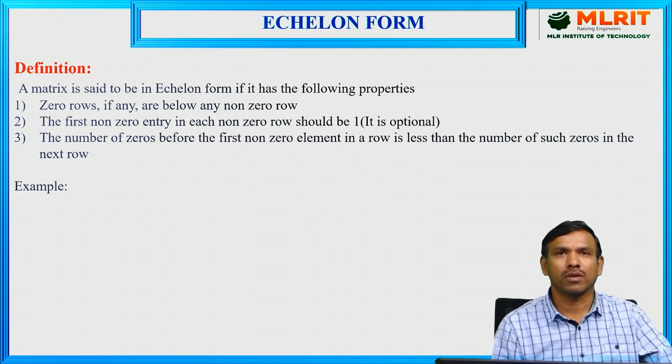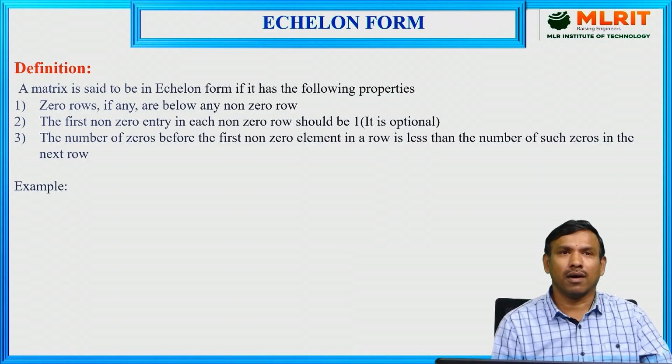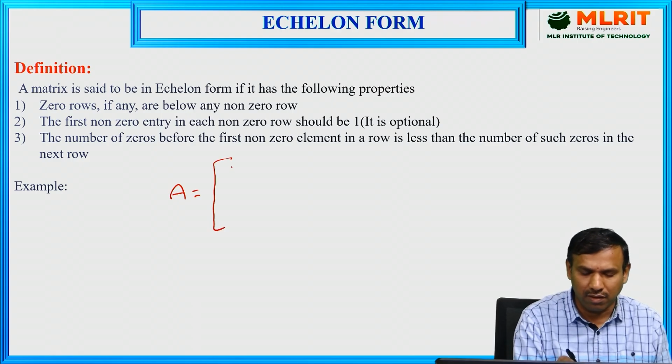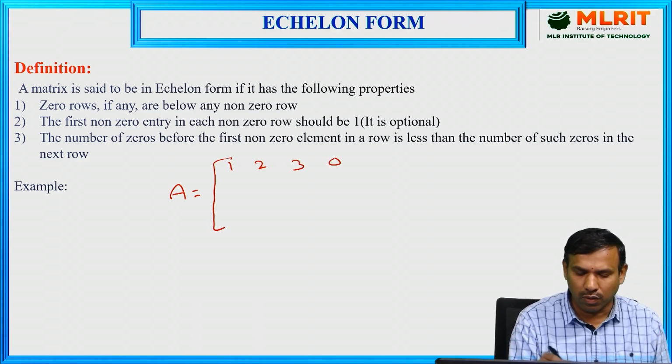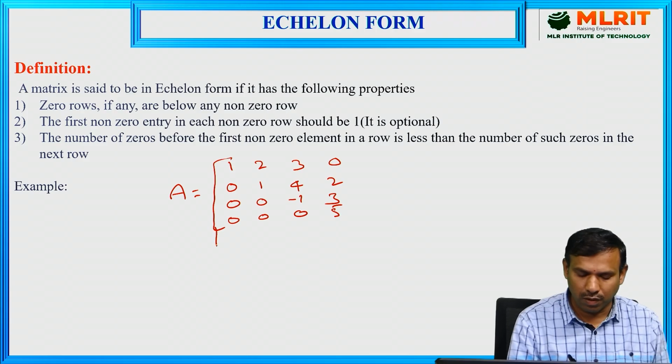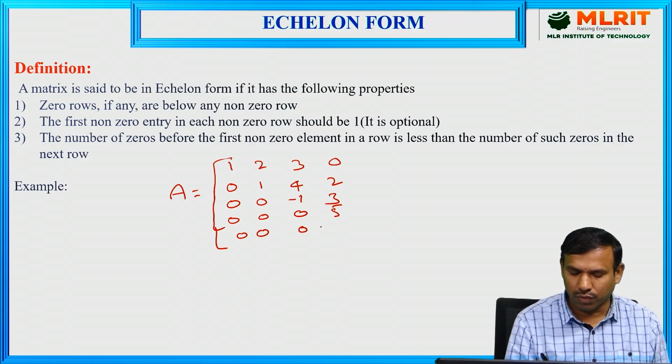Right. Next, what do we mean by echelon form? First we learn how to find the rank using echelon form and normal form. Both are there. First we discuss echelon form. Look at the example; from the example I will explain what echelon form looks like. A matrix is said to be in echelon form. Look at this matrix. Here I am writing a matrix: 1, 2, 3, 0; 0, 1, 4, 2; 0, 0, minus 1, 3; 0, 0, 0, 5; and 0, 0, 0, 0.